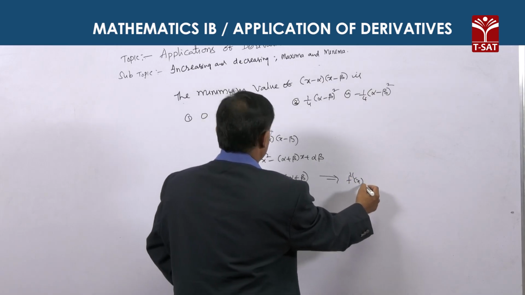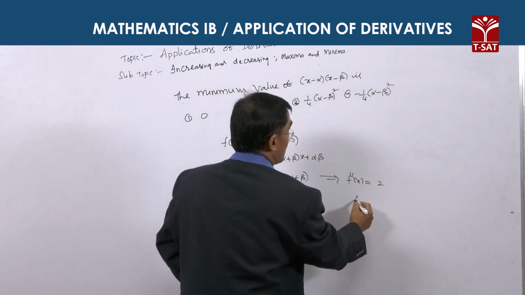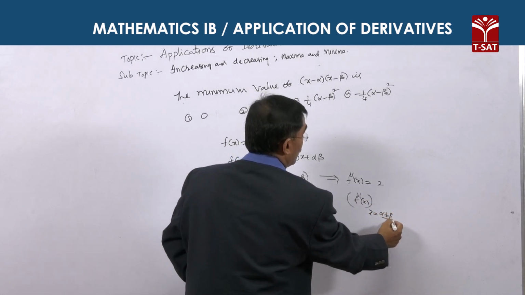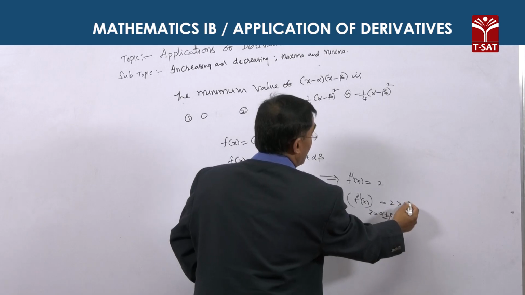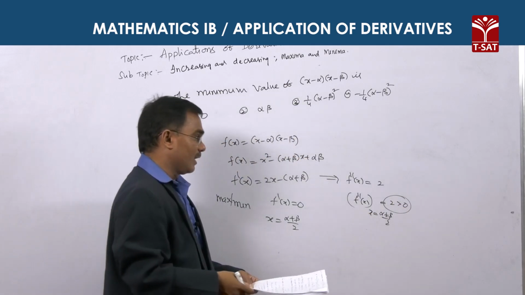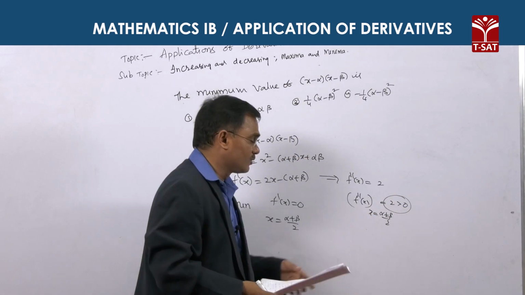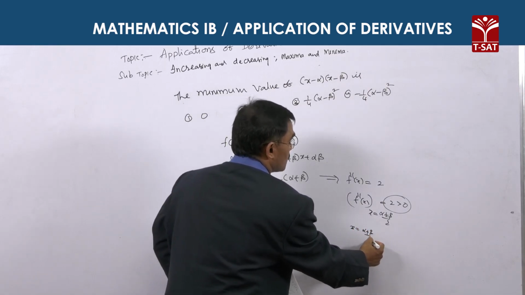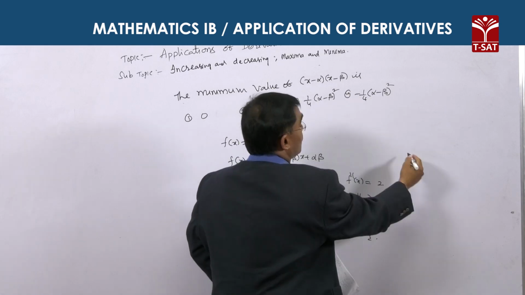Find the double derivative. The double derivative f double dash is 2. At x equal to (alpha plus beta) by 2 it is also 2, which is positive. Positive means there is a minimum value at x equal to (alpha plus beta) by 2. So, as the question asks for the minimum value, we need to find it.